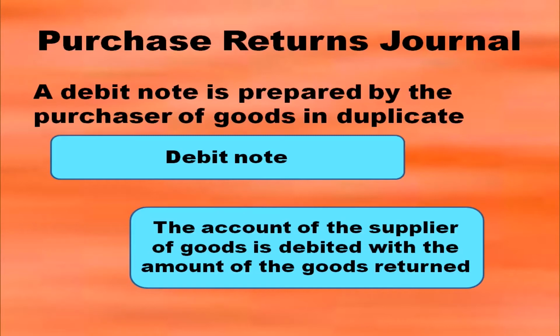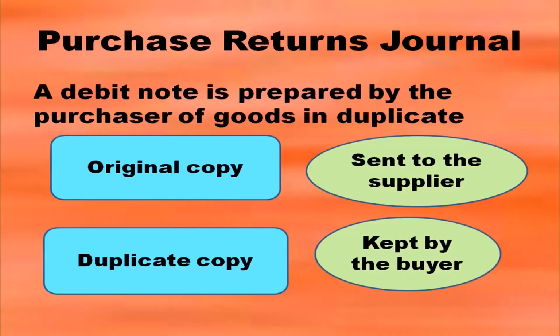The account of the supplier of goods is debited with the amount of goods returned. That is debit note. The account of the supplier of goods is debited with the amount of the goods returned. A debit note is prepared by the purchaser of goods in duplicate. Original copy is sent to the supplier and duplicate copy is kept by the buyer.